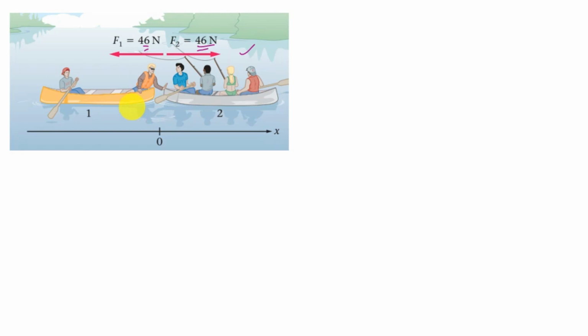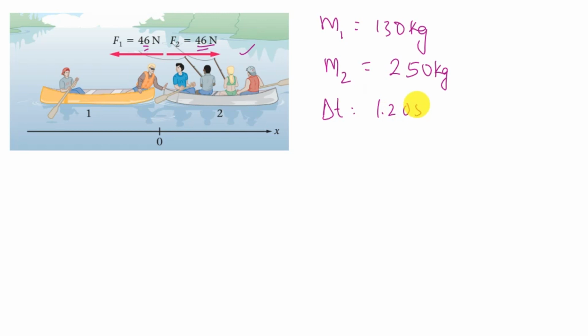Now we have to assume that the mass of canoe 1 and its occupant is 130 kg, and let it be m1. The mass of canoe 2 is the total mass of the canoe and its occupants, taken together to be 250 kg. We need to find the momentum of each canoe after 1.2 seconds of pushing. So when delta t is 1.20, what would be the momentum of each canoe at this instant?